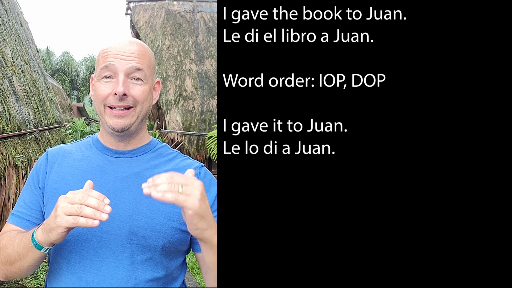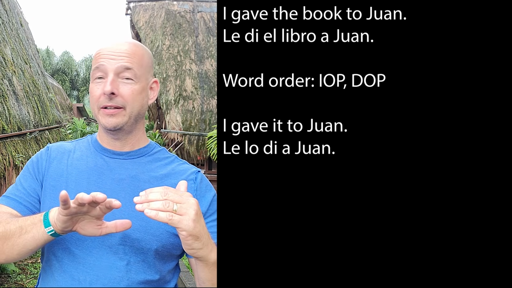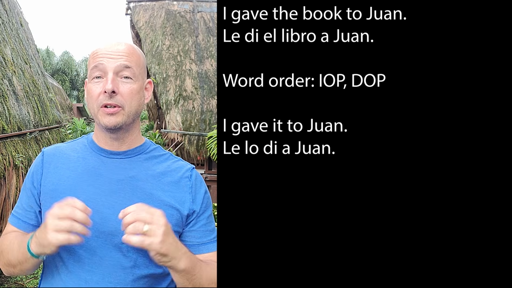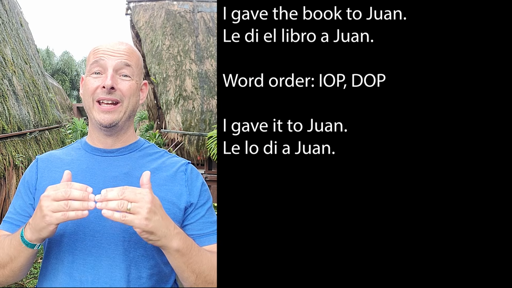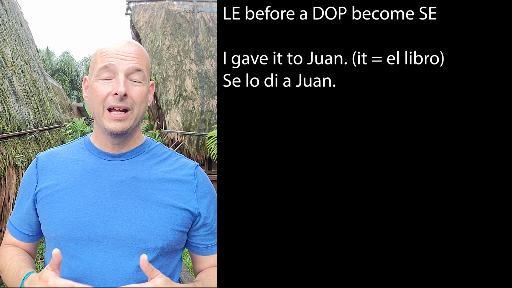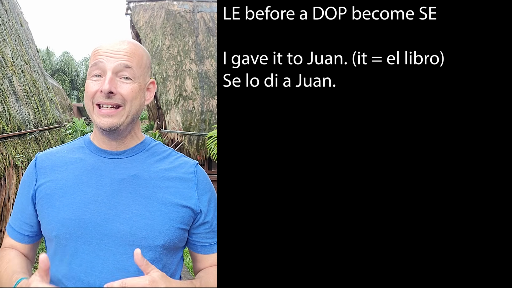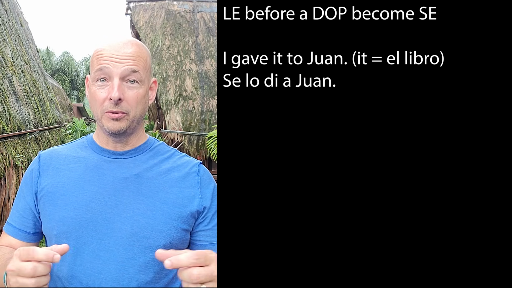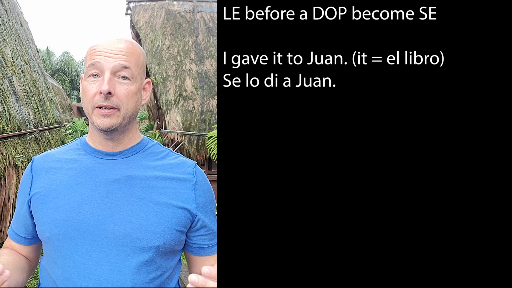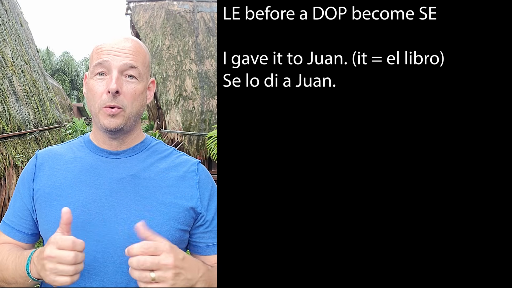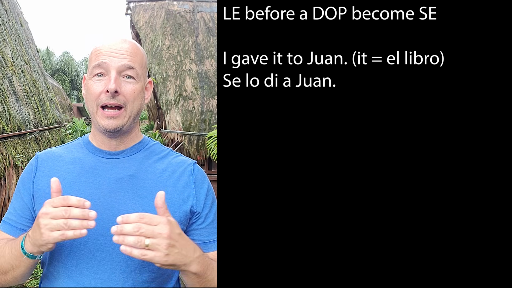When you have le in front of any kind of DOP, direct object pronoun, it's going to change into a se. So I gave it to Juan, and it being the book, right? El libro would become se lo di a Juan. Se lo di a Juan.